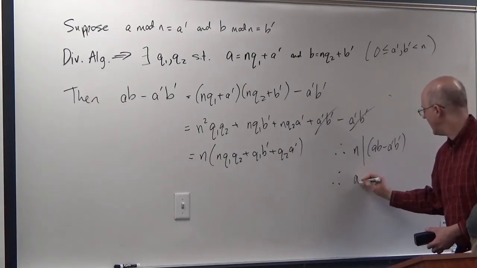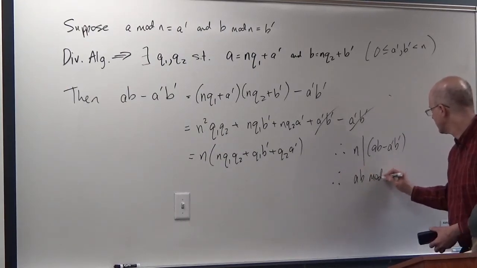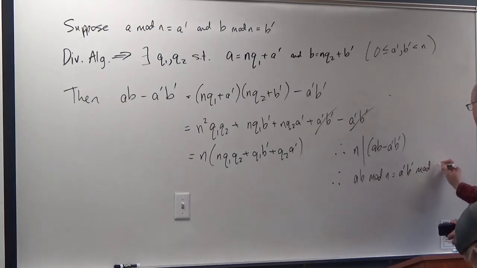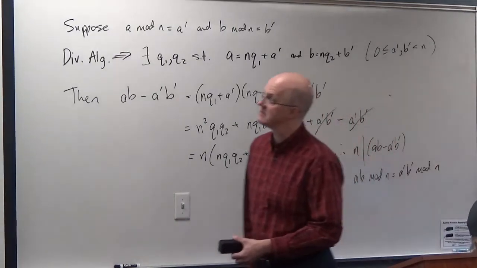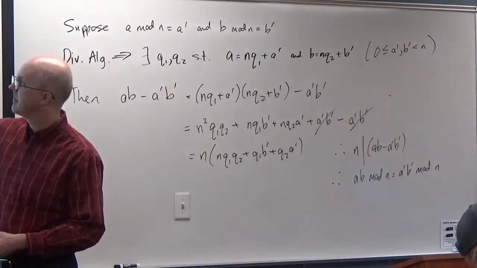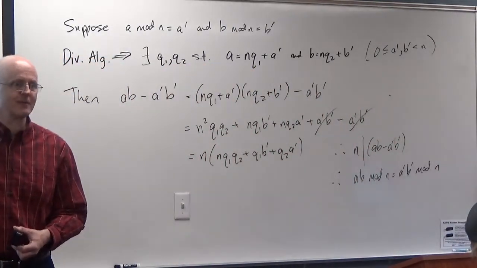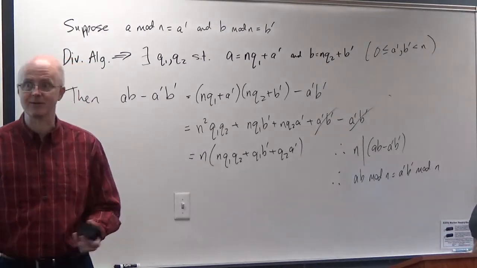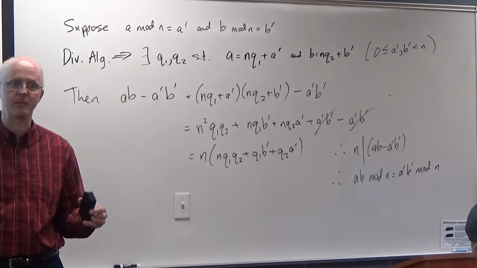Therefore, AB mod n equals A prime B prime mod n by the result from exercise 7. Okay, which you may use on the exam. You may use exercise 7. You don't have to remember that it's exercise 7 from chapter 0. You don't have to remember that.